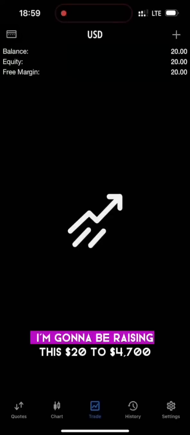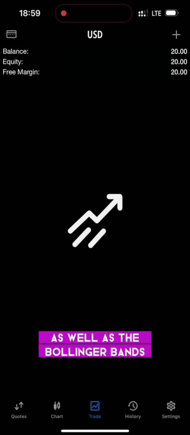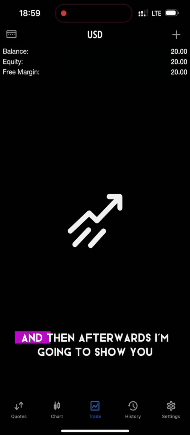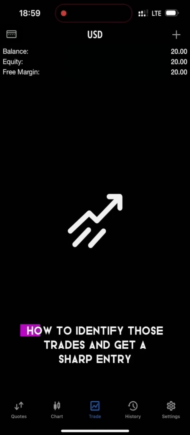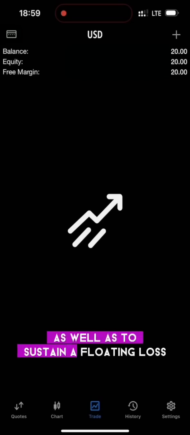So in this video, I'm going to be raising this $20 to 4,700 using the market structure, the trend lines, as well as the Bollinger Bands. I'm going to be trading first, and then afterwards I'm going to show you how to identify those trades and get a sharp entry as well as to sustain a floating loss.